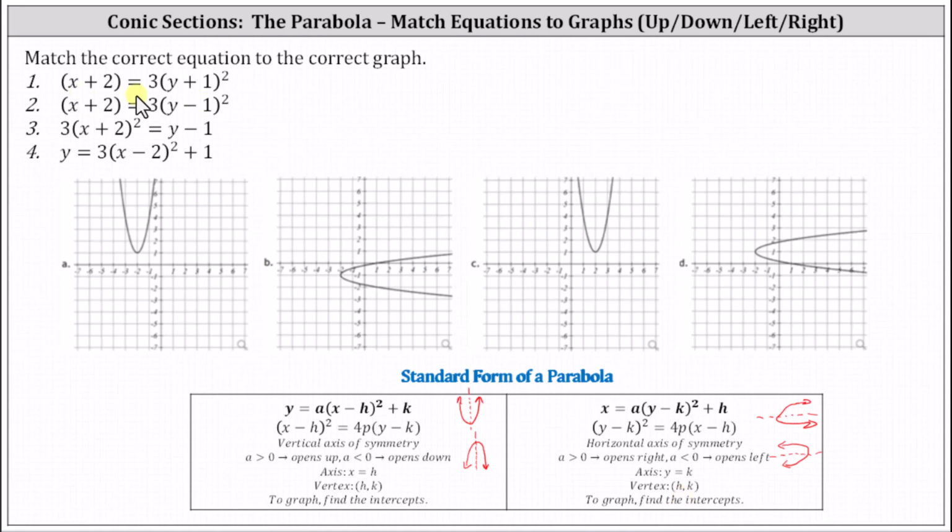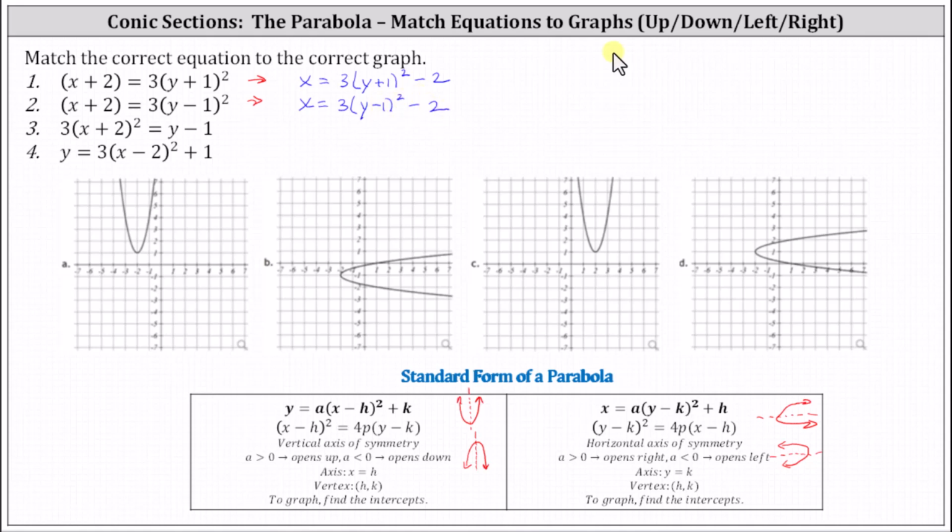Notice to solve the equation for x, we would subtract 2 on both sides, giving us the equation x equals 3 times the square of y plus 1, minus 2. And notice number 2 is almost the same equation, except instead of the parentheses, for number 1 we have y plus 1, for number 2 we have y minus 1. So let's also solve equation 2 for x by again subtracting 2 on both sides, which gives us the equation x equals 3 times the square of y minus 1, minus 2.